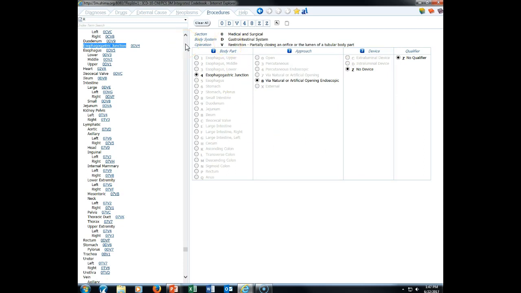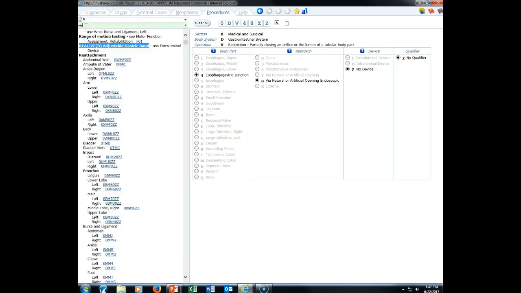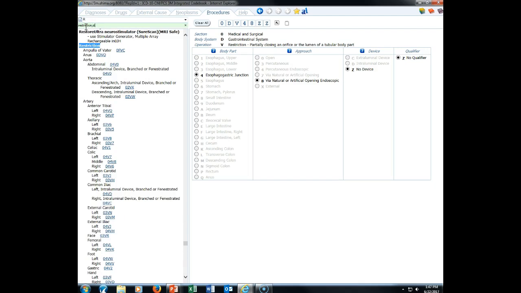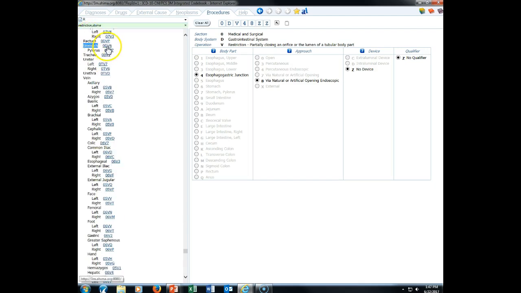In your textbook, we're doing a laparoscopic gastric banding with an extraluminal device. And that is actually performed on the stomach. So we would go to table 0DV, and we would be choosing 6 for stomach. And typically this is done percutaneous endoscopically, and there is an extraluminal device and there is no qualifier. And so that is how you would find that code.